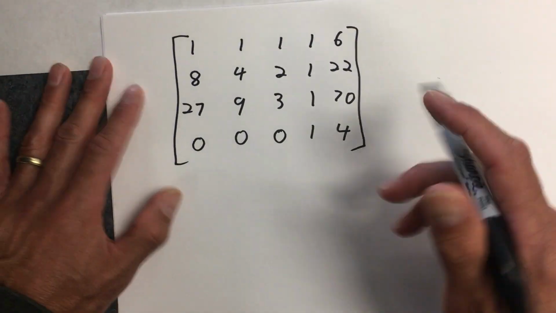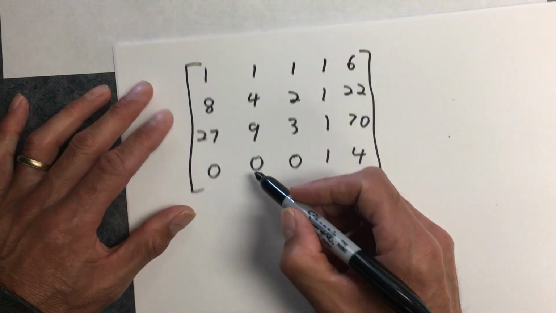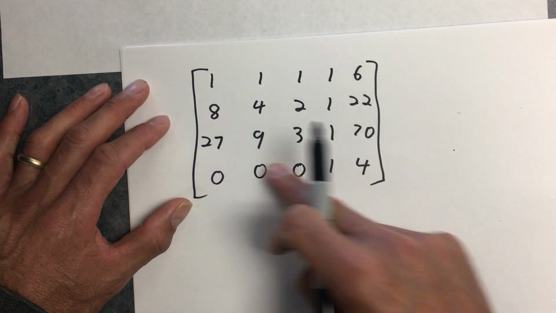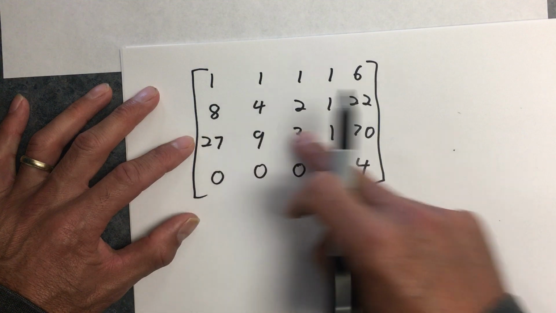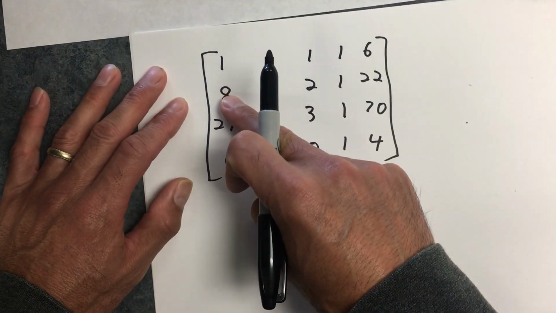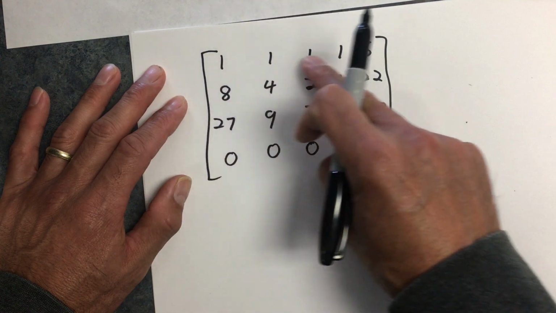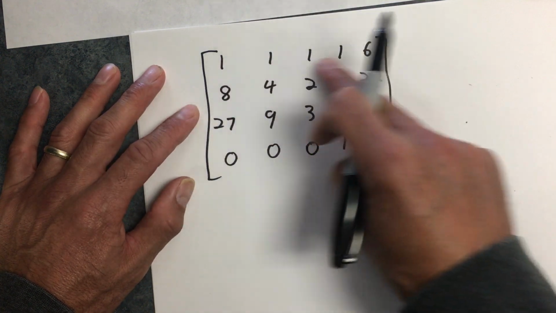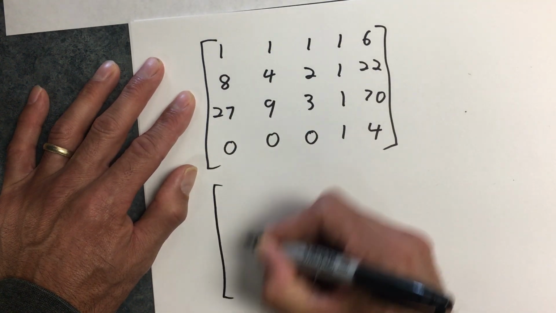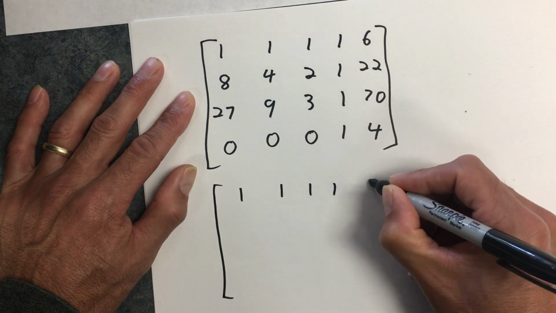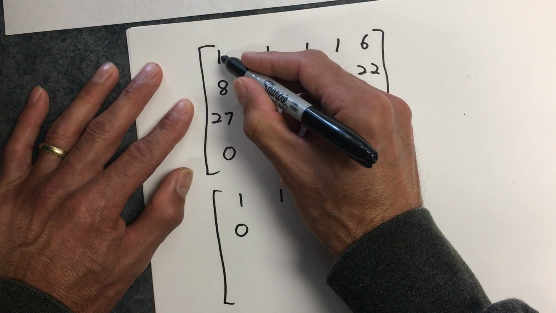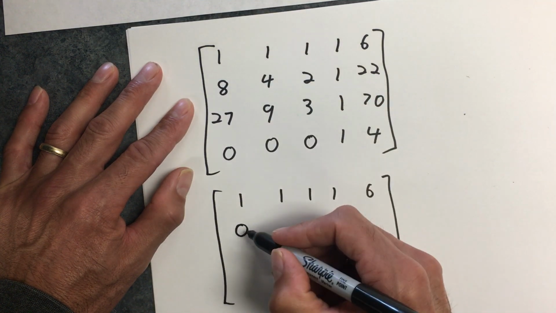So let's go. Strategy here is I want to get 0s everywhere except along this diagonal. So fortunately, this row is all done for me. I'm going to start working on these other ones. And I'm going to get rid of that 8 by multiplying that row by 8 and subtracting this row from it. So I'm going to leave that top row, 1, 1, 1, 1, 6. And this is going to be 0. 8 times 1 is 8, minus 8 is 0.